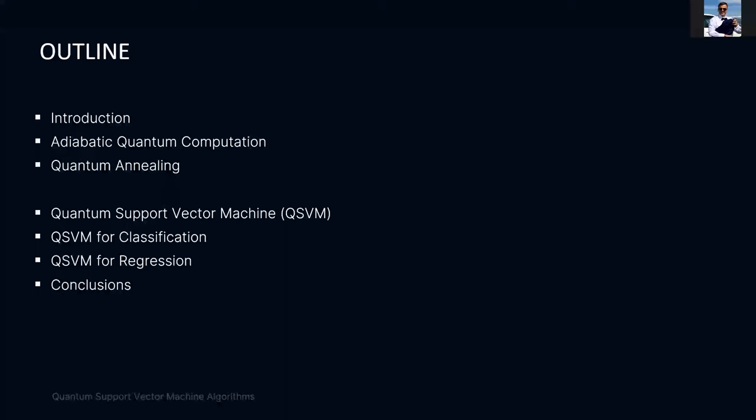So I will start with a short introduction and a description of adiabatic quantum computation. Then Eduardo will talk about quantum annealing, which is the main optimization technique we use in our projects. Then in the second part, we are introducing what a quantum support vector machine is and how we apply this concept to two applications, that is classification, and then in the case of Eduardo, regression.